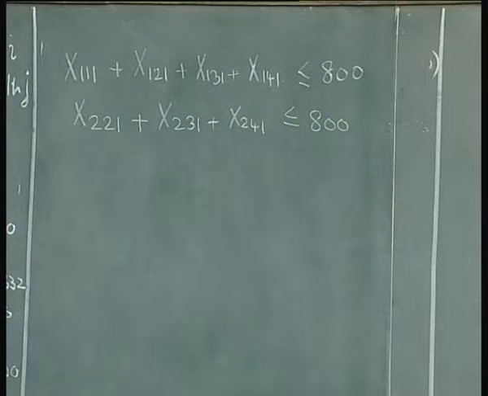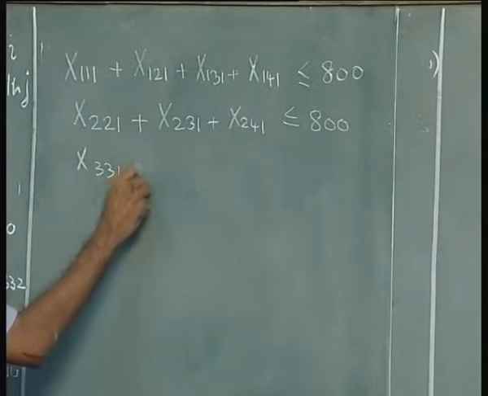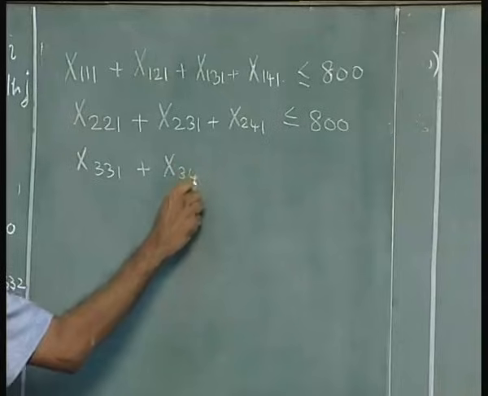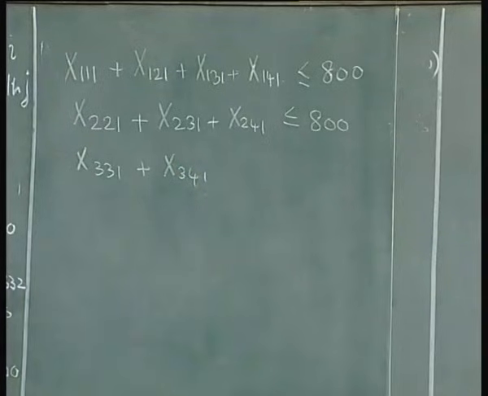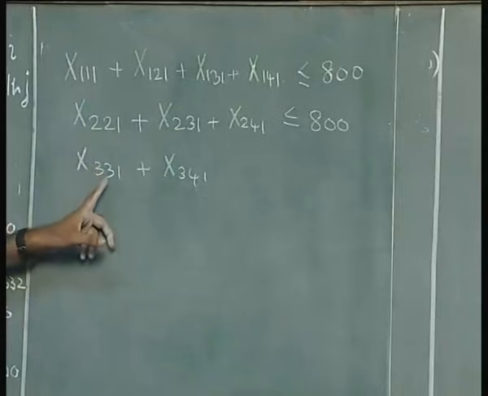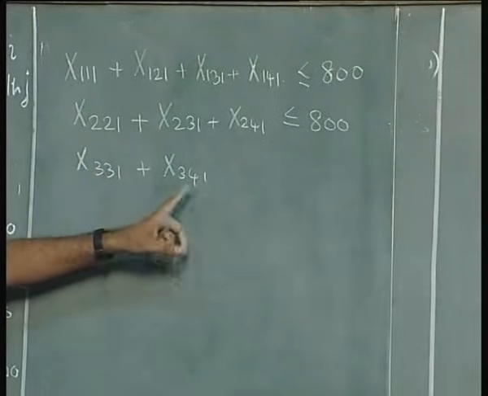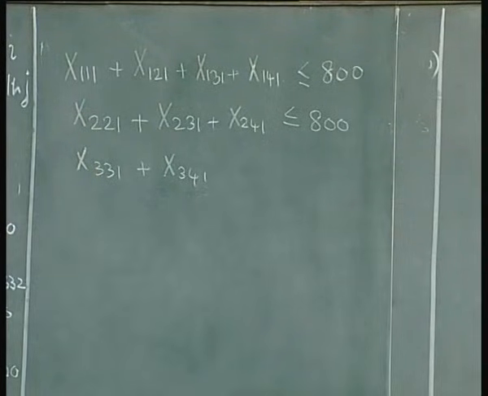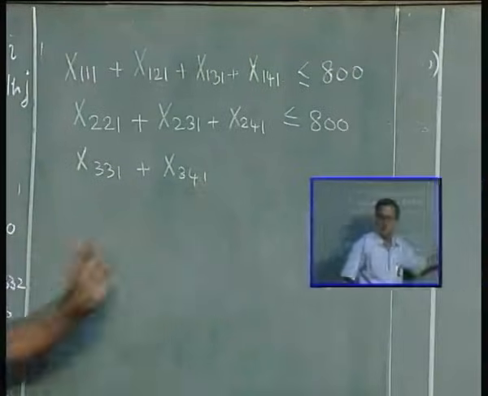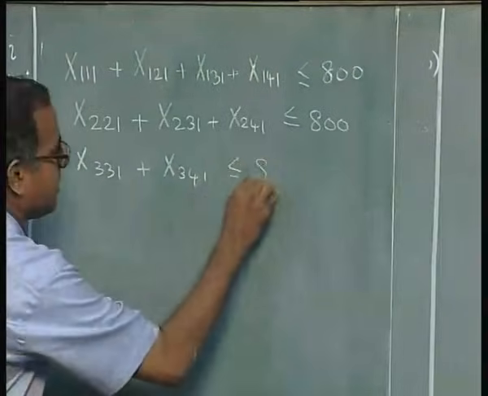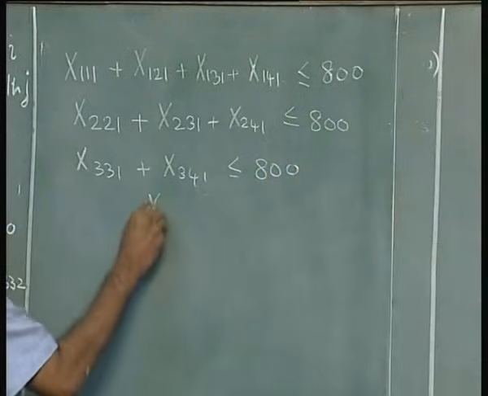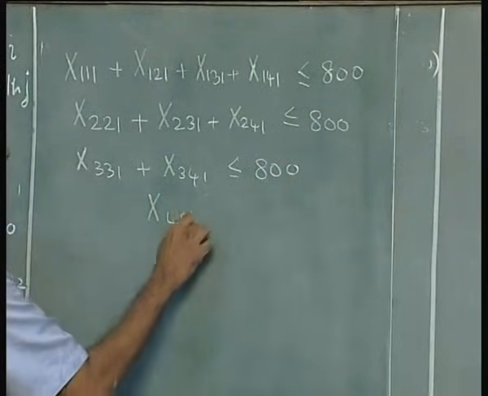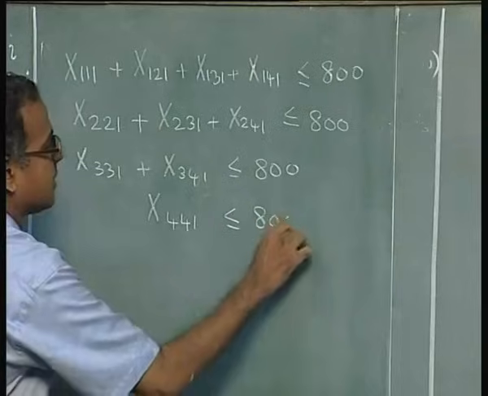So, as far as the third month is concerned, you will get x331 plus x341, because i equal to 3 represents producing in the third month, j can be 3 or 4, you can produce in the third month to meet the third month's requirement or the fourth month's requirement, and k is 1 because they are using regular time. So, this should be less than or equal to 800, and as far as the fourth month is concerned, you will have x441 to be less than or equal to 800.